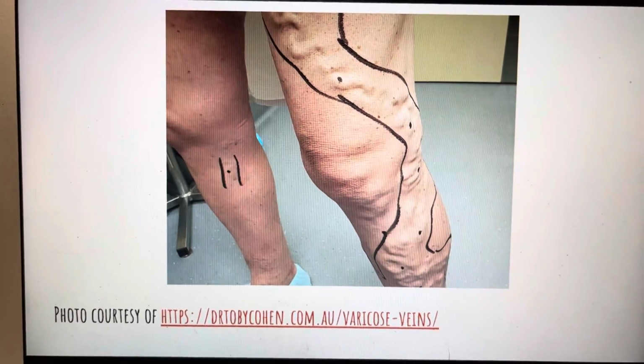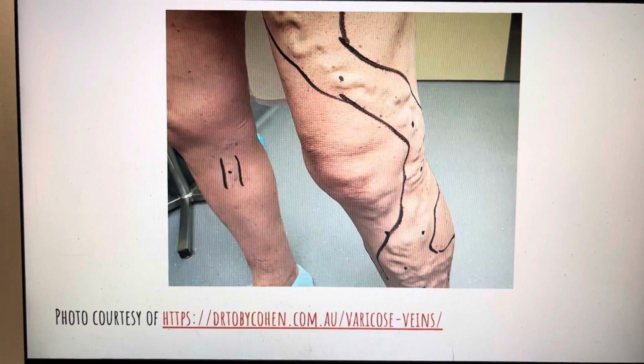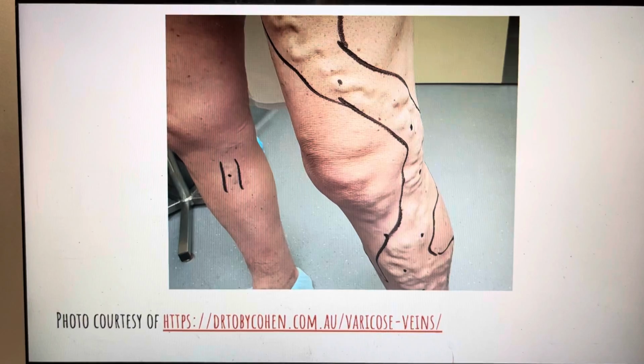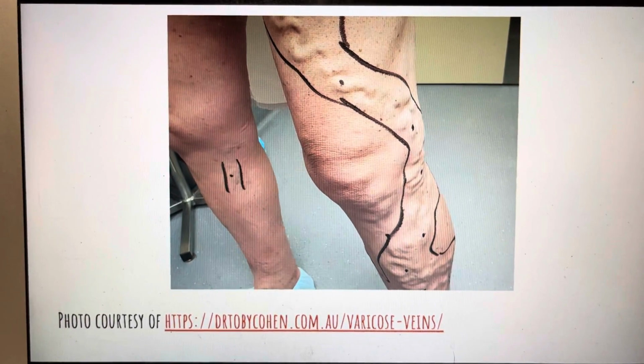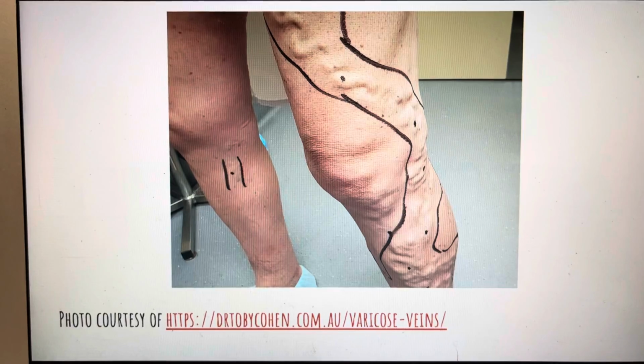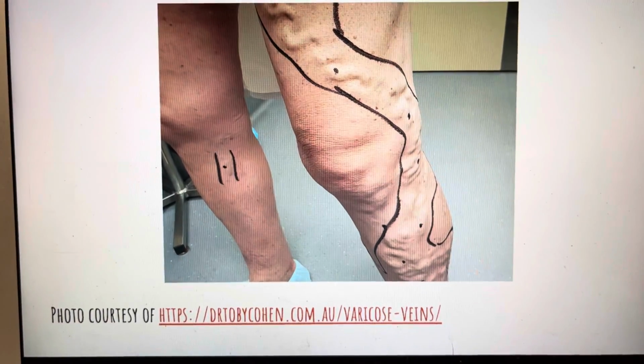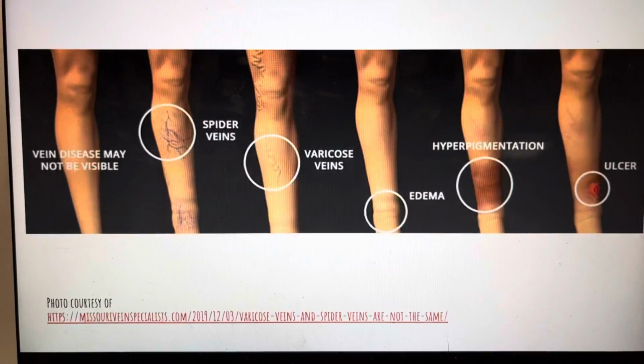I really like this one because the doctor lined out the actual vein. It's the one in the middle of the Sharpie. It's bulging, quite large in general. So I thought this was quite a prominent case of varicose veins.